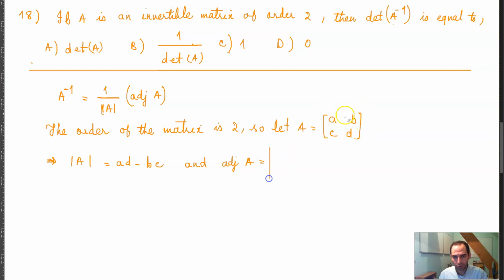Along the diagonal you have to switch these two elements, and for these two elements you have to change the sign, so you get negative B here, negative C here, and that would be the adjoint of A, right? So I think we can put all of these in here and see what happens. Meaning that I can write A inverse is equal to 1 over determinant A times the adjoint of A.